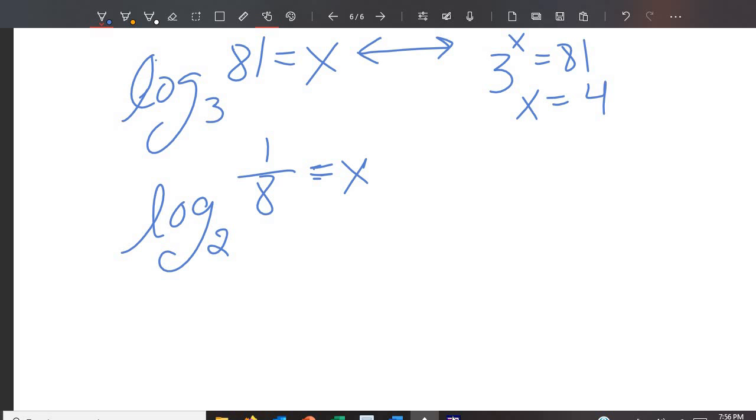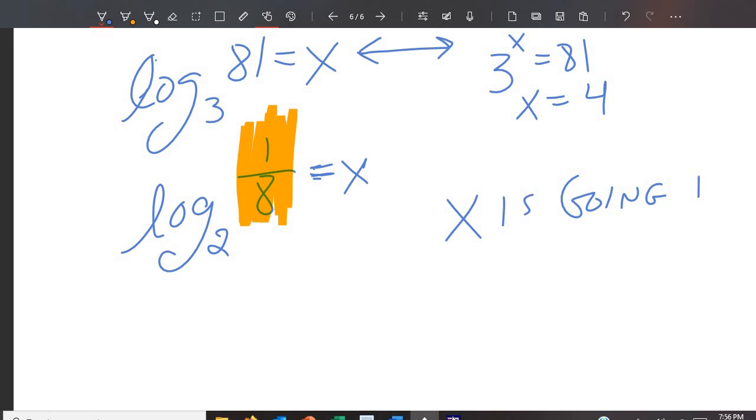When we're looking for the exponent and this part is a fraction, X is going to be negative. So anytime the number is in the bottom, my answer will end up being a negative number. So this is what you have to do. You have to change.